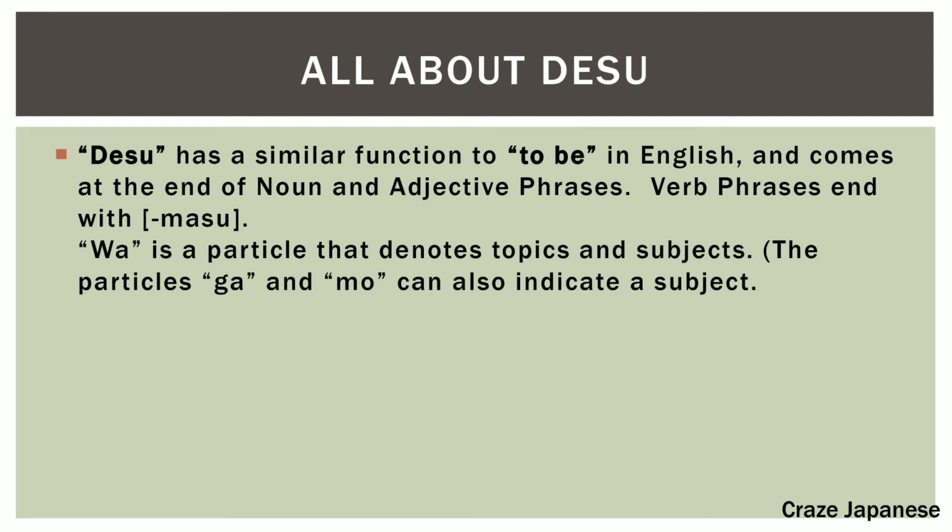Like in Hindi, we say hai. So this means hai. Like, my name is Jasreen: Mera naam Jasreen hai. Watashi wa namae Jasreen desu. Desu and hai are similar. If you know Hindi, you can easily learn Japanese. So desu is similar to "to be" in English and comes at the end of noun and adjective phrases and verb phrases and with masu.